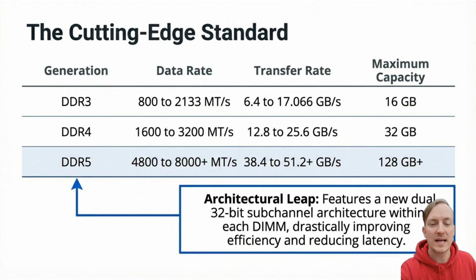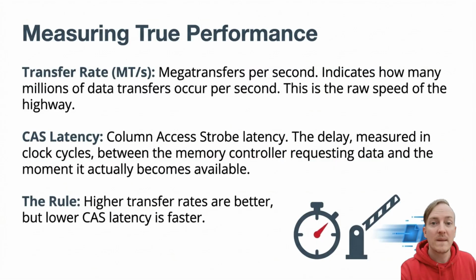And now, the cutting-edge standard, DDR5. This is a massive architectural leap. A single DDR5 DIMM can support 128 gigabytes or more, pushing blistering speeds of up to 8,000 megatransfers per second. It achieves this by splitting the module into a dual 32-bit subchannel architecture, drastically improving data efficiency and reducing latency for modern multi-core processors.